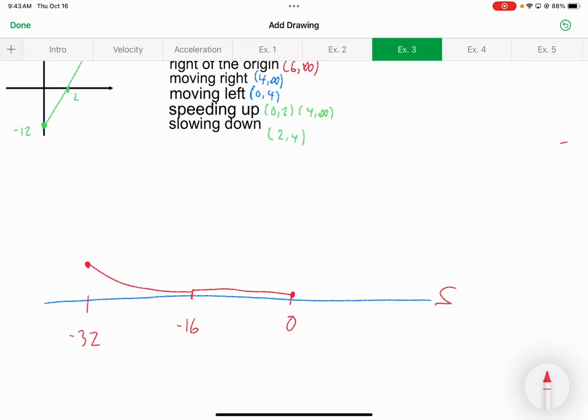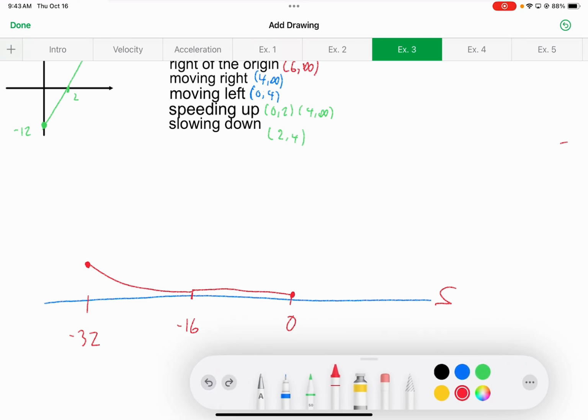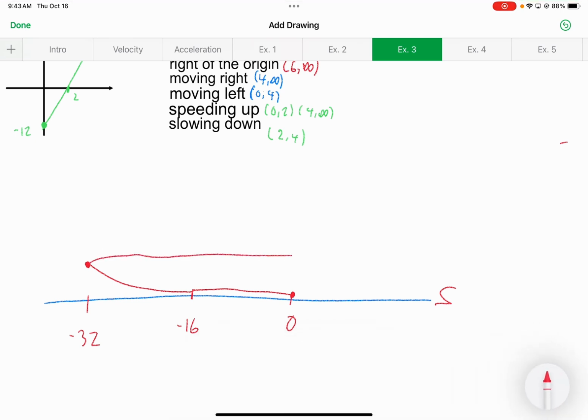And then where does my particle go? To the right. So I indicate that it changes direction. I don't like how I wrote that part. It changes direction, and then moves to the right. But let's put our time values in. So this would be at t equals 2. And then this would be at t equals 4.